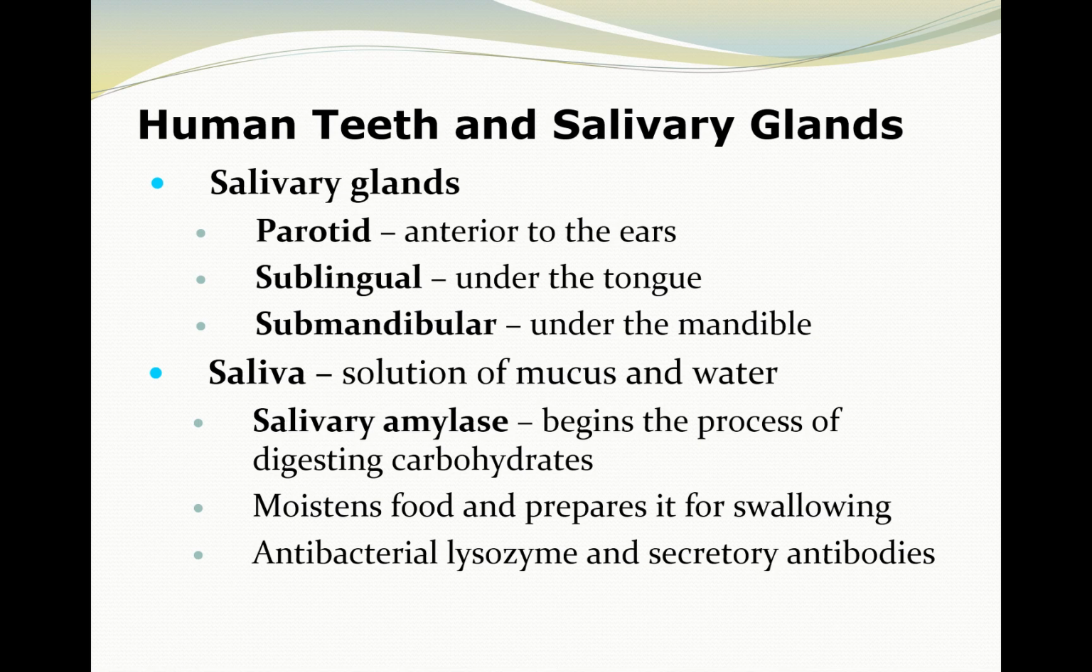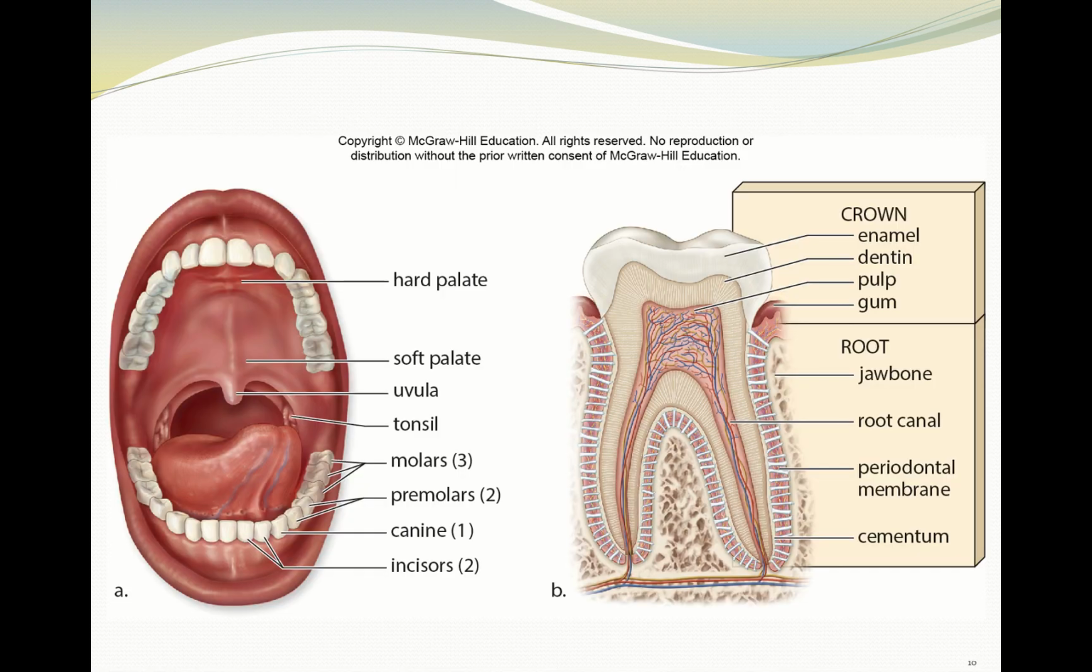Saliva is that solution of mucus and water, and it contains salivary amylase, which begins the process of digesting carbohydrates. It also moistens food and prepares it for swallowing. It also has an antibacterial lysozyme that will be secreted along with secretory antibodies. So we need some first lines of defense with the pathogens that we're ingesting along with our food and beverage and air.